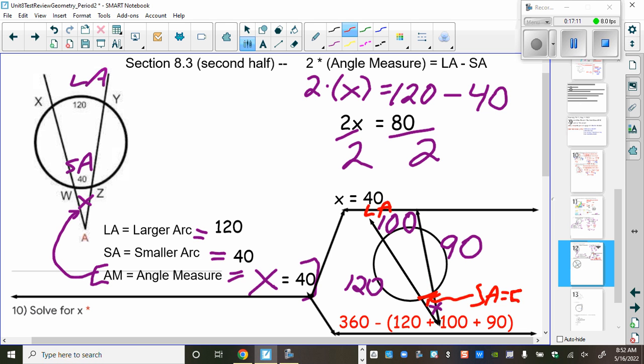50. So SA would be 50. This part right here is going to be 50 degrees. I apologize, it was a little tight. But I wanted to talk about this type of problem because there is a chance you're going to have to find an angle. However, I'm not going to give you that smaller arc, but you can find it. Again, the sum of your circle is 360. If I give you 3 out of the 4 pieces, you can get that last piece.